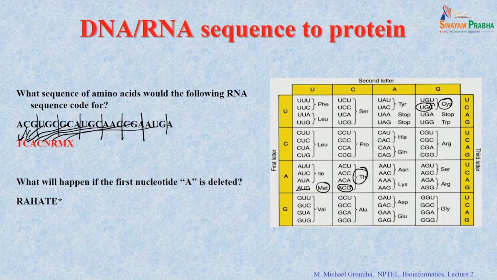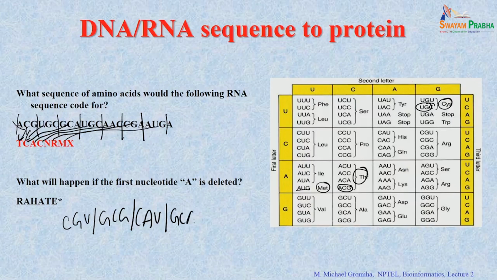In this sequence, what will happen if you delete this nucleotide A? Will you get a similar sequence or a different sequence? Different sequence, because now the codons are CGU, GCG, CAU, GCA, ACC, GAA, UGA.